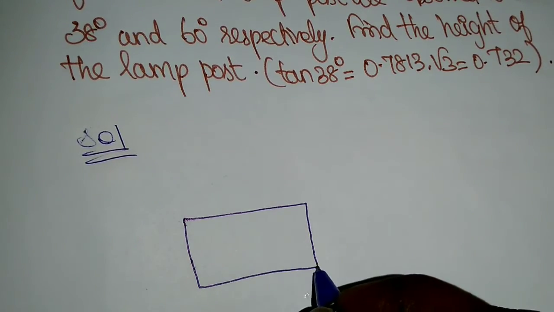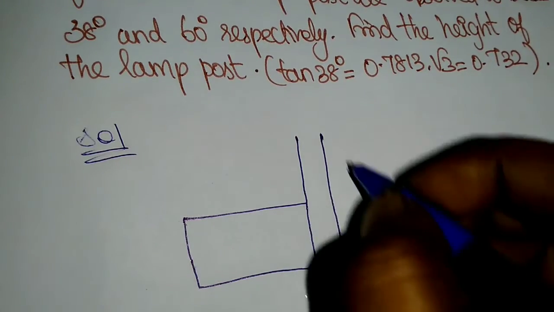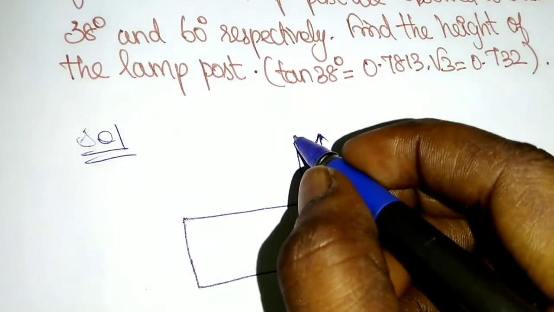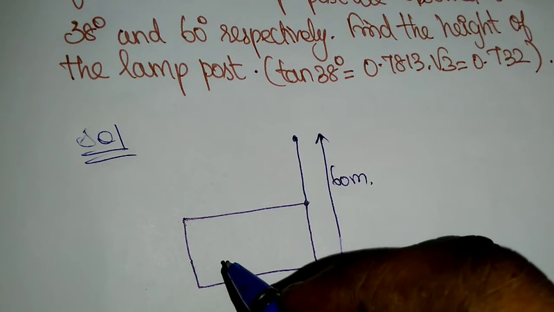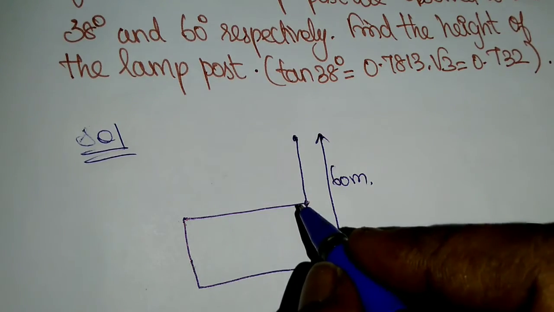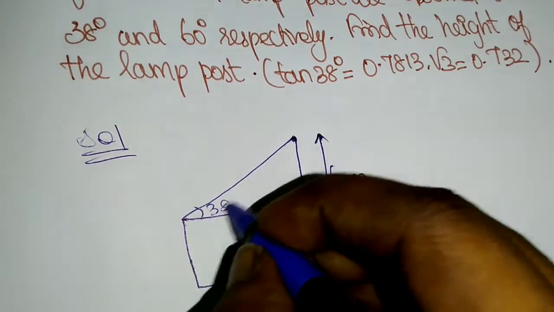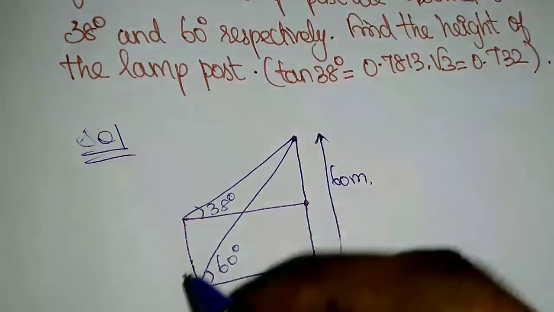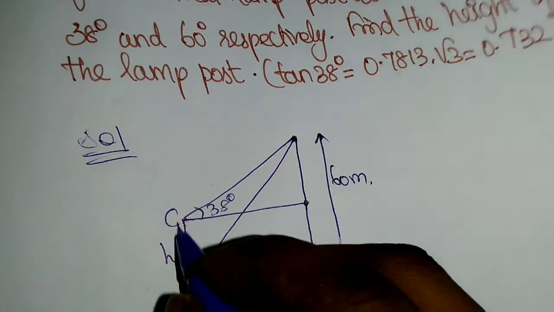Okay, now here given is a tower with a total height of 60 meters. It has the lamp post, with its bottom and its top. From the tower top there are angles of depression: one is 38° and another is 60°. The top is 38° and the bottom is 60°. Here this is point E, this is point C. Here we have to find H.